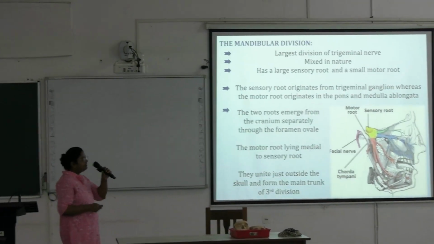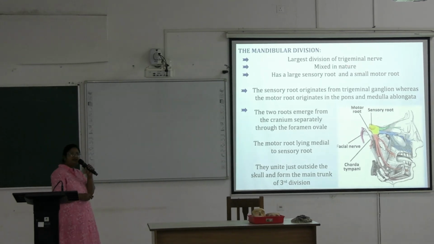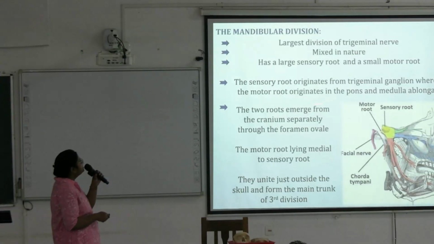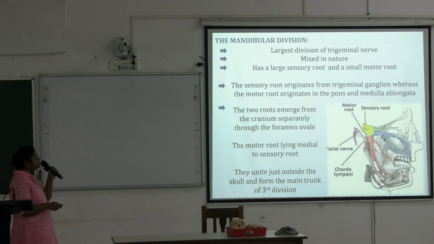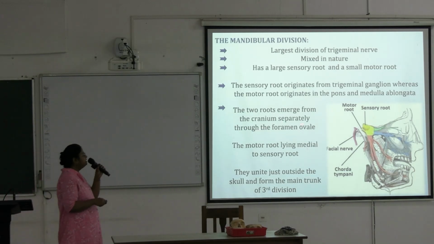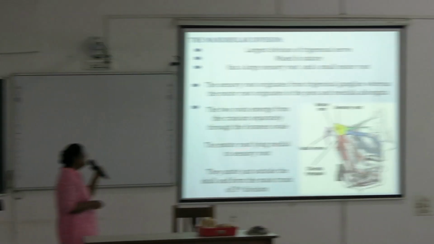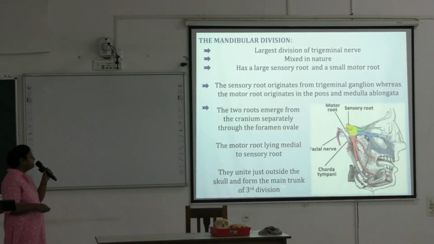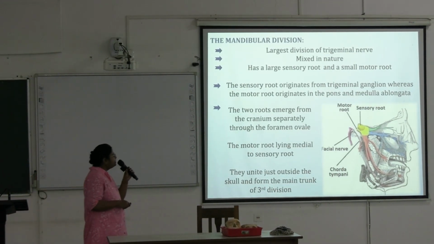Next we go to the mandibular division, which is the largest division of trigeminal nerve, mixed in nature. It has a large sensory root and a small motor root. Sensory root originates from trigeminal ganglia, whereas motor root originates in the pons and medulla oblongata. The two roots emerge from the cranium separately through the foramen ovale, with the motor root lying medial to the sensory root. They unite just outside the skull and form the main trunk of the mandibular nerve.